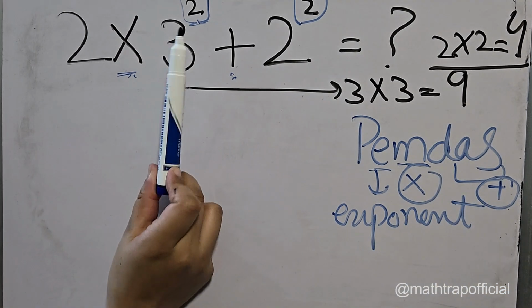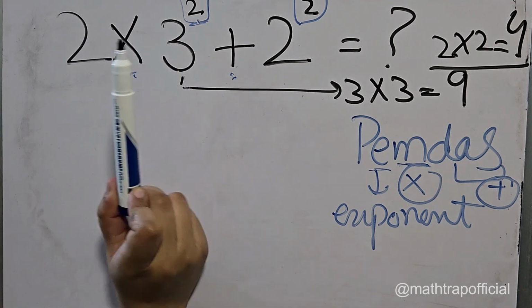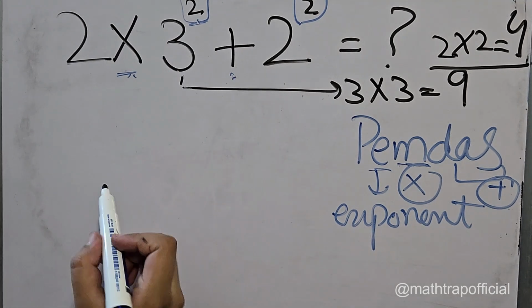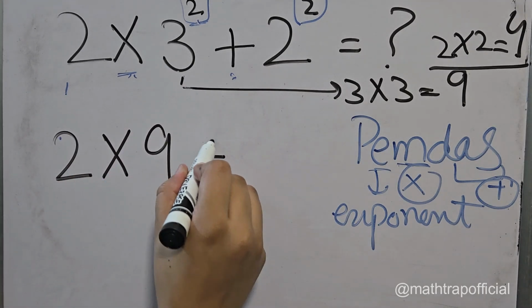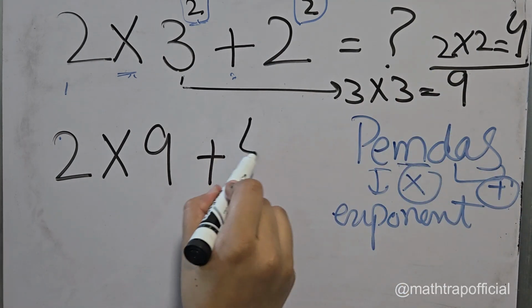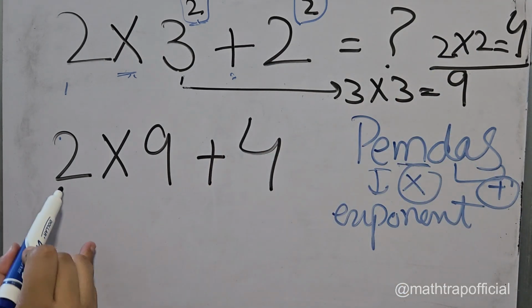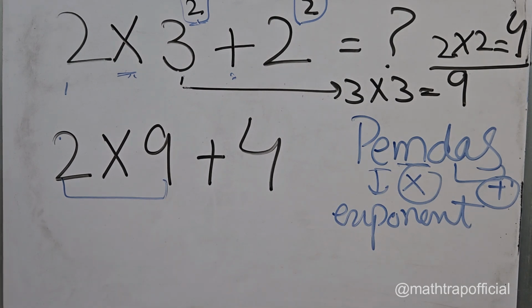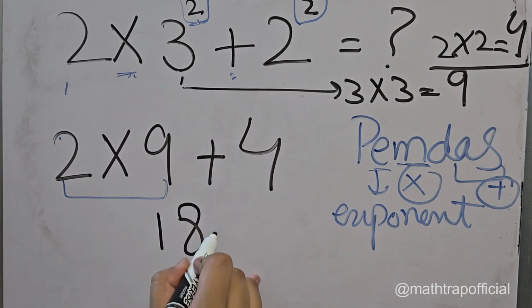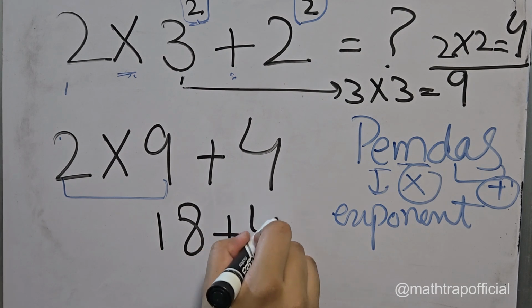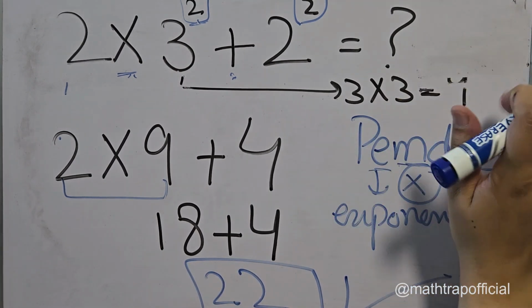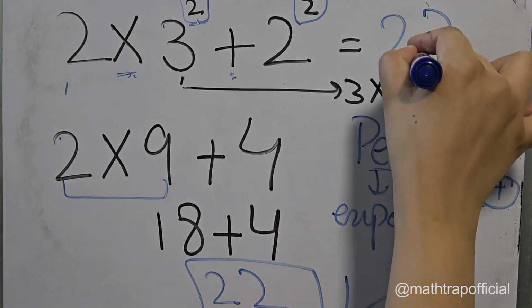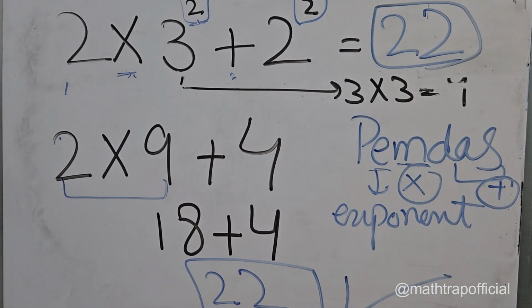2 multiplied by 3 power of 2 comes to 9, plus 2 power of 2 which comes to 4. Now 2 multiplied by 9 plus 4. So you have to solve the high priority operator first and then go to the low priority operator, which is the plus operator. So 2 multiplied by 9 comes to 18, plus 4. So 18 plus 4 is 22. Yes, our final answer is 22. So instead of both answers, 22 is correct.